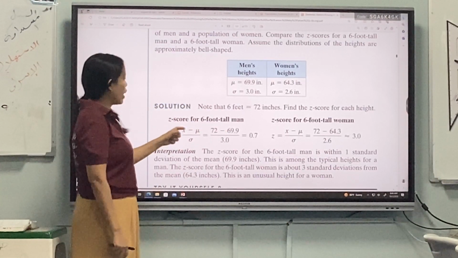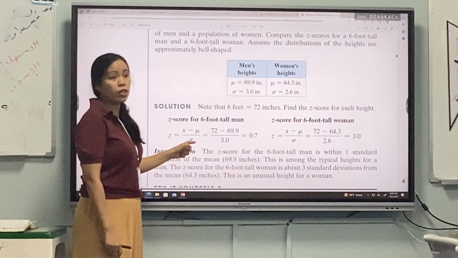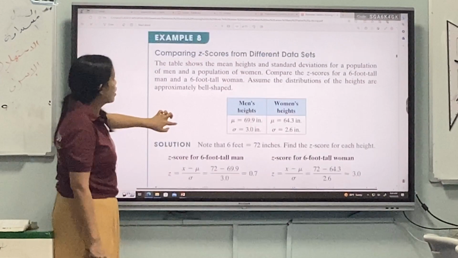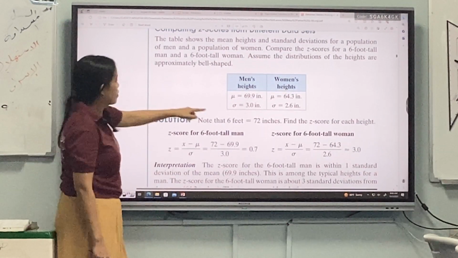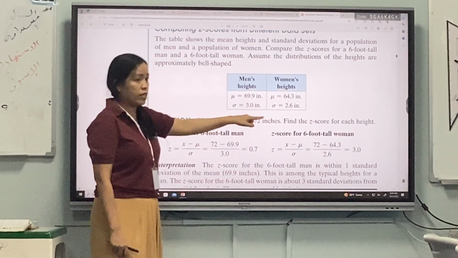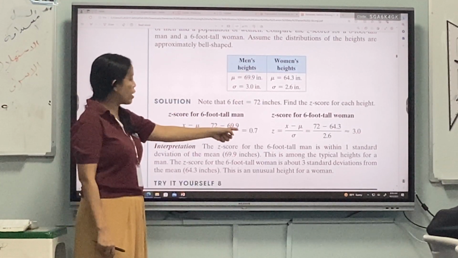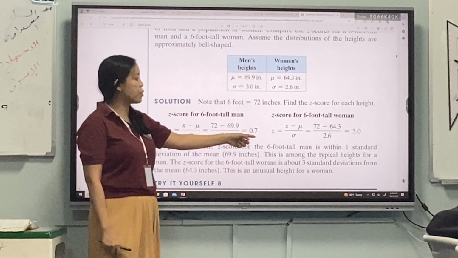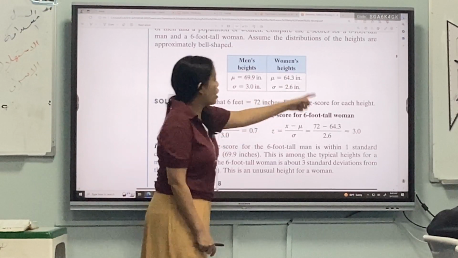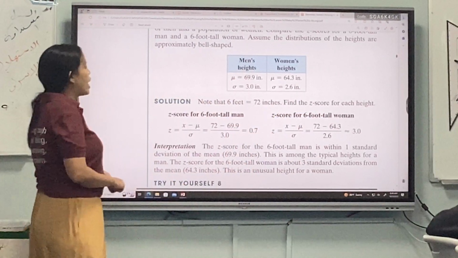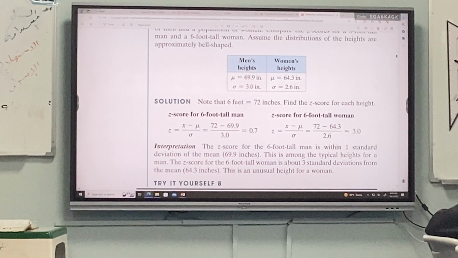Z is equal to x minus mu over standard deviation. Where did you get the 72? Note that 6 feet is 72 inches. So this is 72 minus 69.9 over 3, which is equal to 0.7. And the z-score for the woman is 3. How are you going to analyze? I will give you the value and then you need to interpret it.